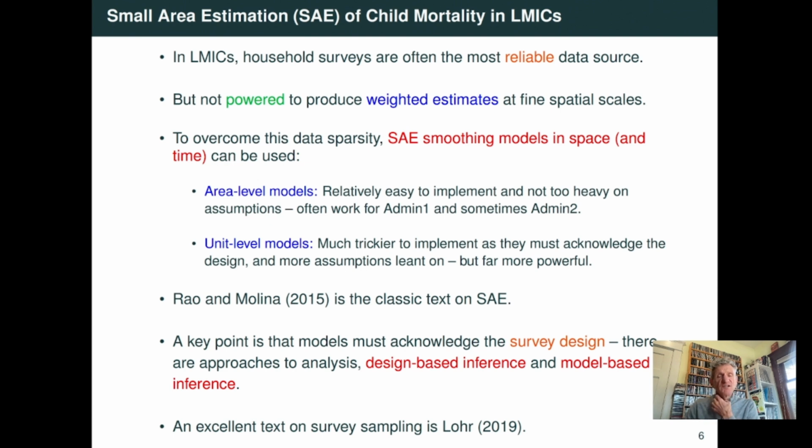So to overcome this, many different types of small area estimation smoothing models have been developed. And there's 2 particular types I'm going to talk about over this series of lectures. One is area level models that are quite easy to implement and quite robust to modelling assumptions. And those often work very well for admin 1, sometimes for admin 2 also, but then as we go lower, we're not going to have the basic ingredients we need to be able to use those models, as we'll see. In that case, we need to turn to unit level models, which are based on far more assumptions, but they use the data much more efficiently, at least when the assumptions are being met.